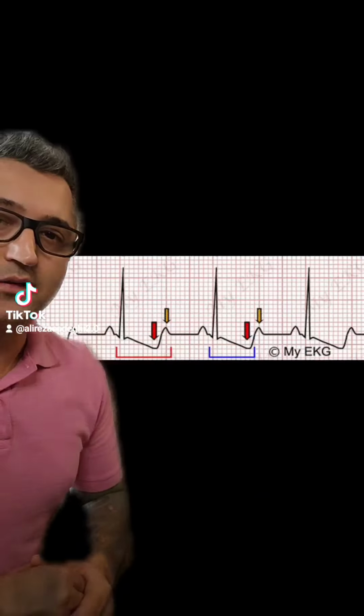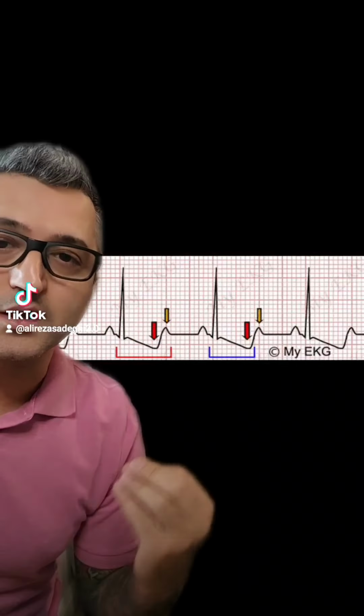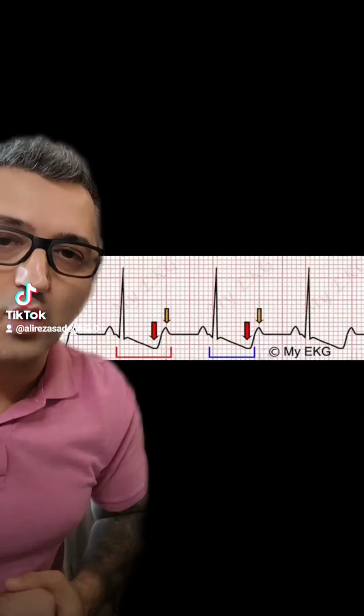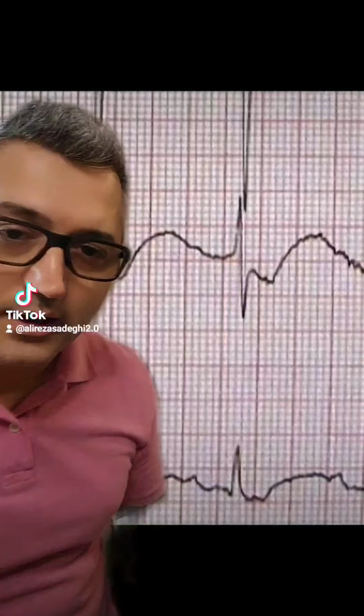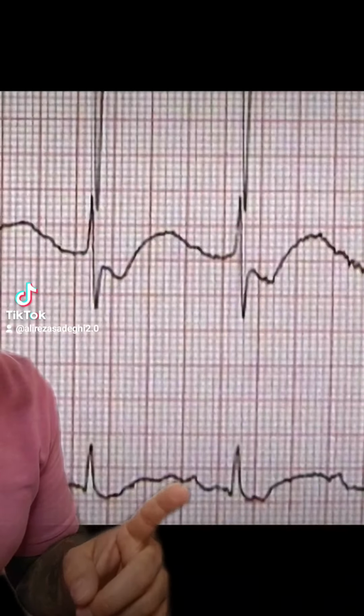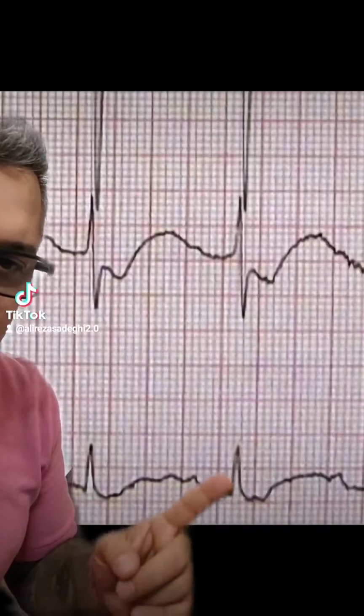Hypokalemia first widens the T wave, and then your T waves get inverted, and as they come up, they attach themselves to a U wave. This also prolongs the QT interval because of that widened T wave. Here we have an example of an EKG with hypokalemia. As you can see, there is an inverted T wave here, coming up, attaching to a U wave, and then we have a P wave for the next QRS complex.